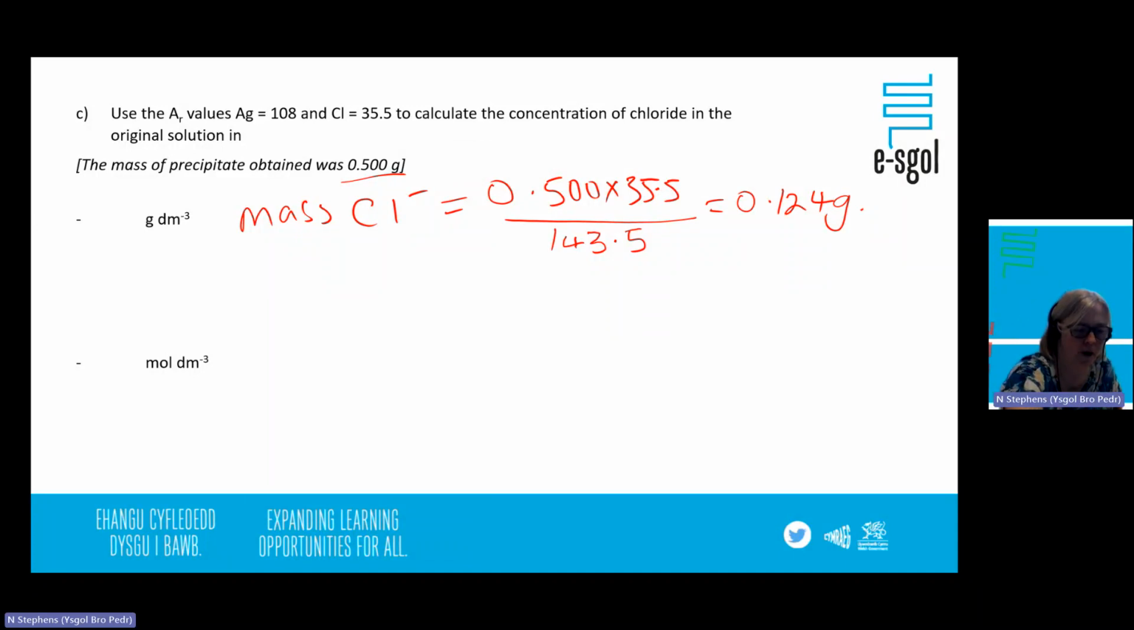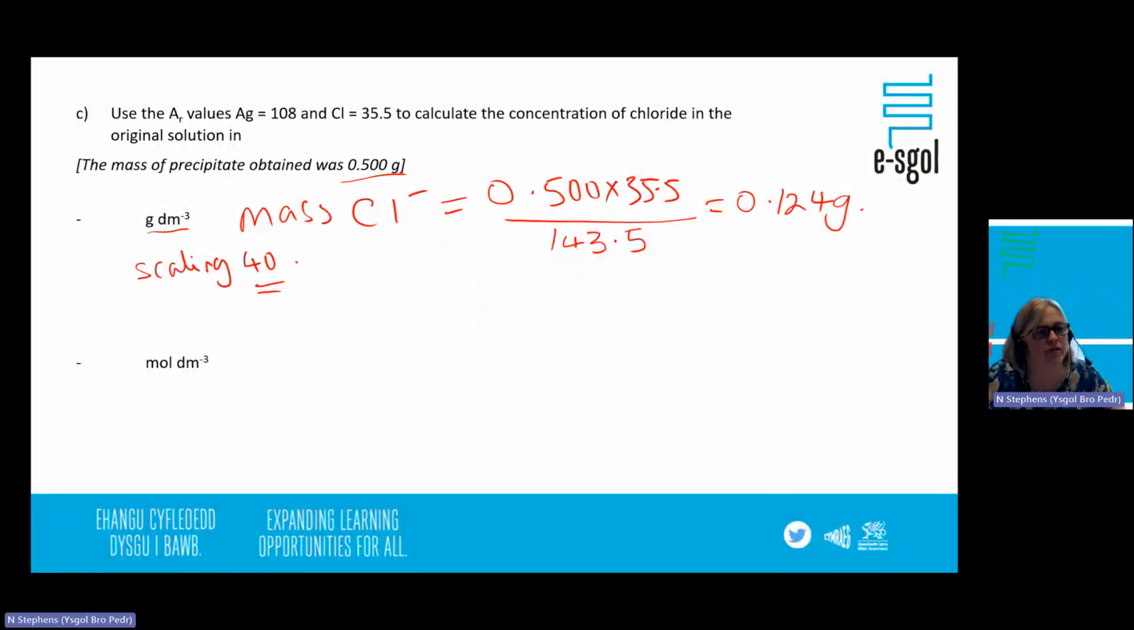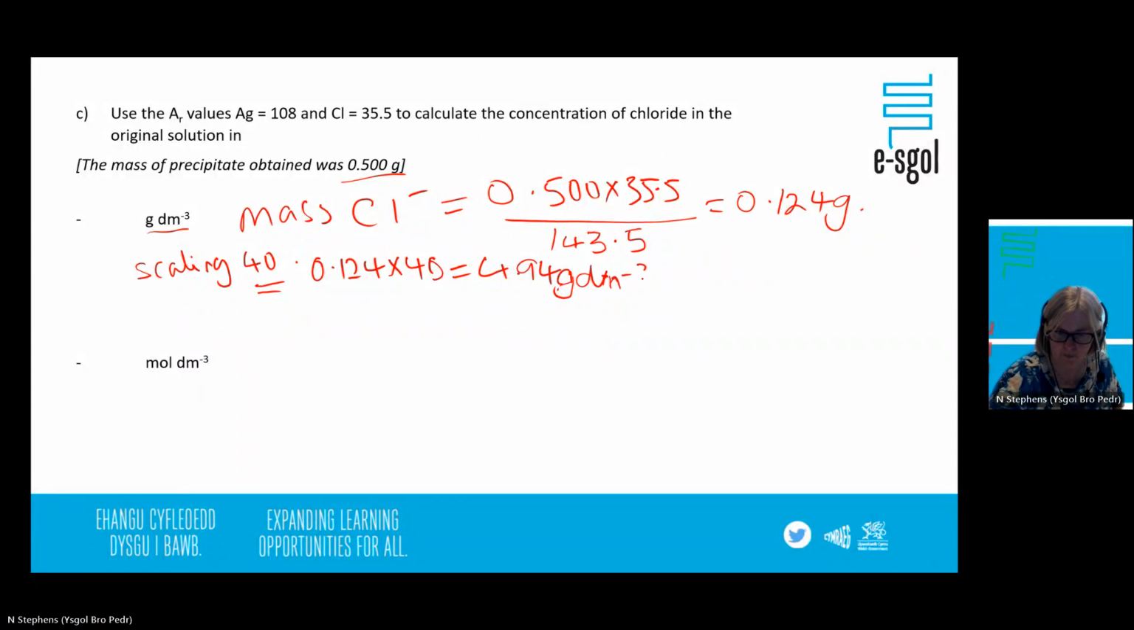Now it asks you for it in grams per decimeter cubed. So if you think about it, the scaling factor in this case would be 40. So, of course, it's 40 because there are 40 25 mLs in a decimeter cubed. So in that case, you had to scale up by a factor of 40, which gave you 0.124 times 40, gives you an answer of 4.94 grams per decimeter cubed. Okay. Pen isn't behaving today, unfortunately.